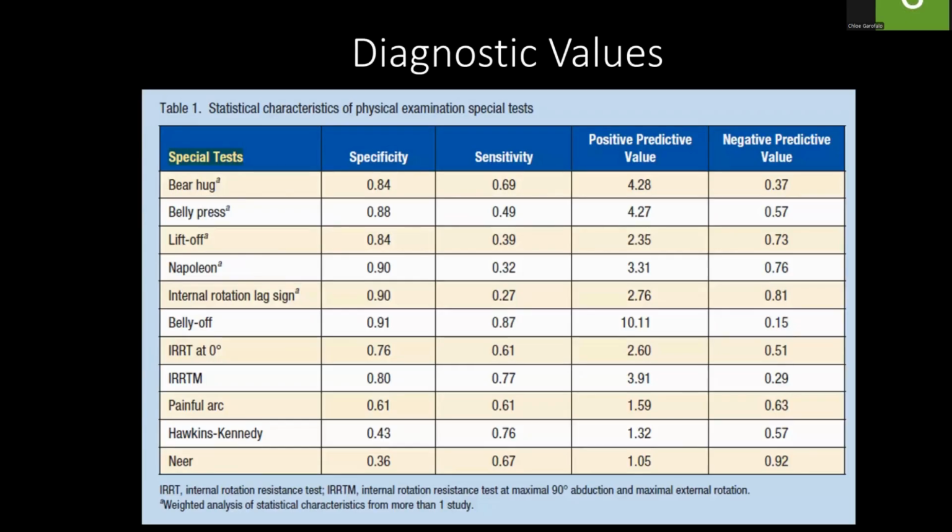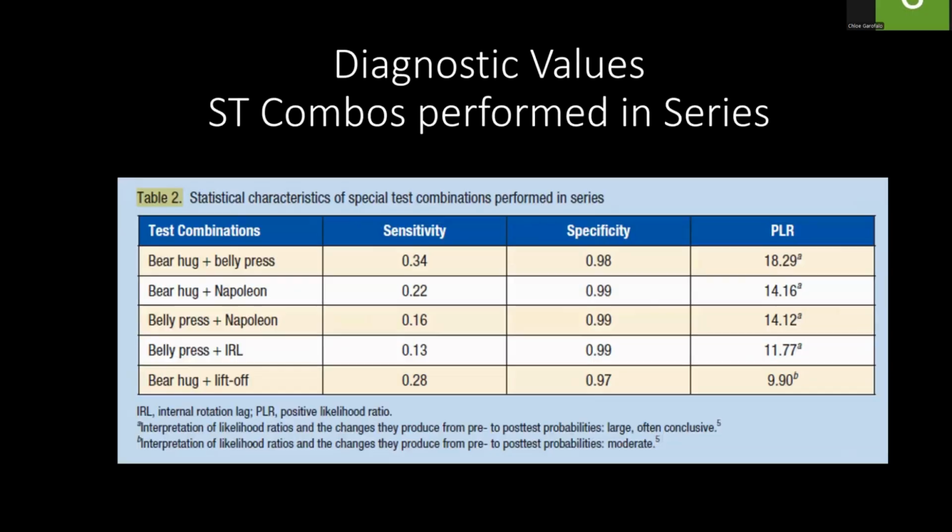Looking at the diagnostic values of just the single tests themselves, we can see that the positive predictive value for the belly off is high at 10.11. The rest aren't great, but the negative predictive value for the belly off is, again, not too bad, and the rest of them are a little bit higher. Also looking at sensitivity and specificity, belly off has a specificity of 91 and sensitivity of 87, the highest on the chart.